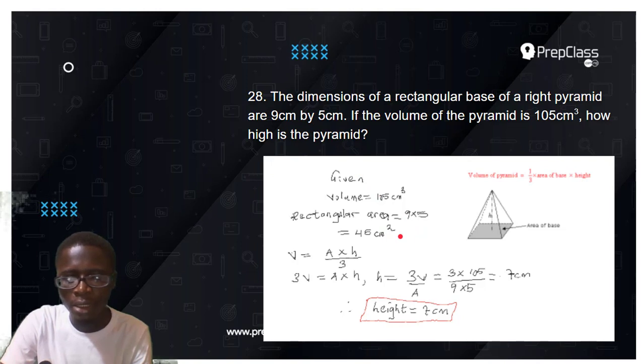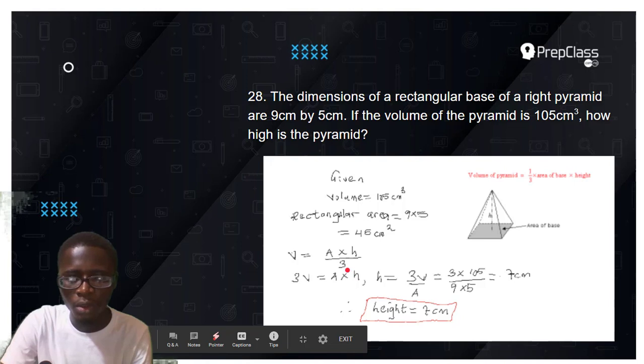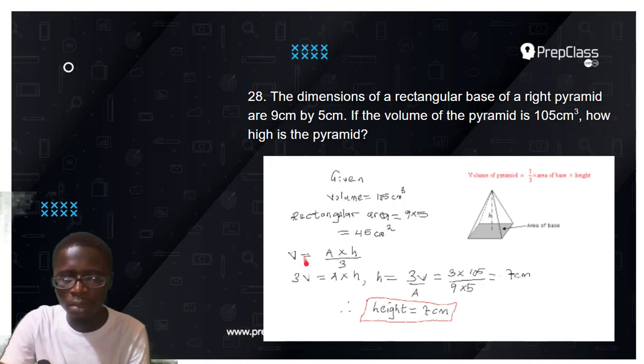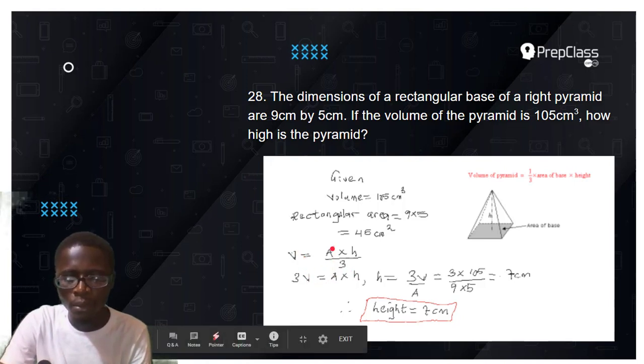So it simply means that we can calculate by substituting into the formula where V is the volume, which is 105, or here we can cross multiply first to make H the subject of the formula. So we have, cross multiplied, 3V equals AH, and dividing both sides by A, you discover that the height is 3V all over A.